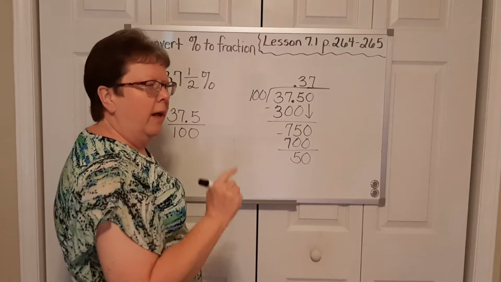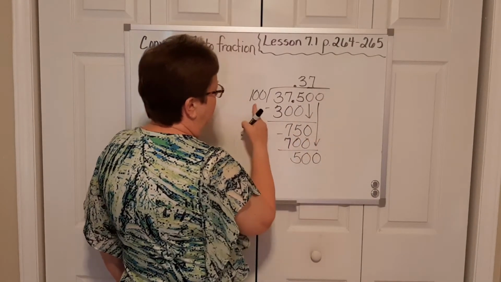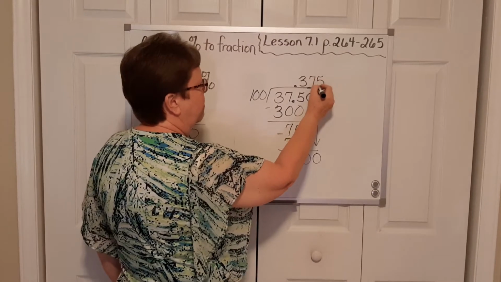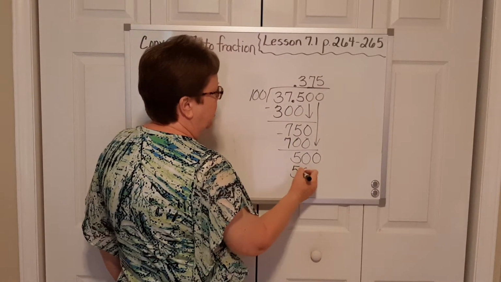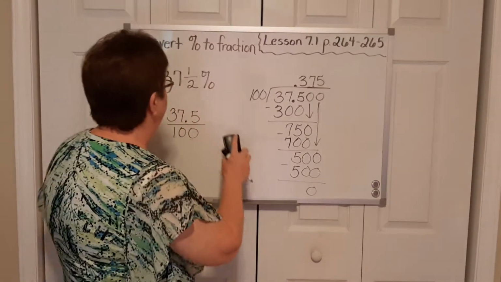It hasn't come out even yet. Let's try one more 0 and bring it down. 100 goes into 500 5 times. 5 times 100 is 500. All right, this time it came out even.